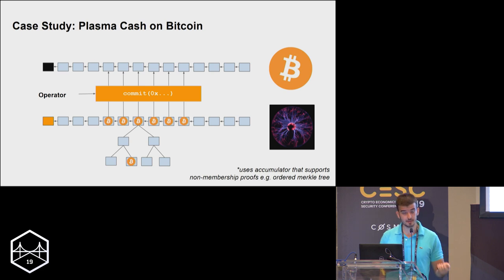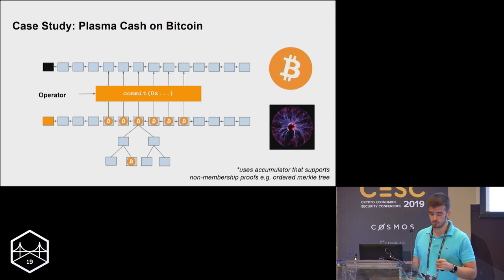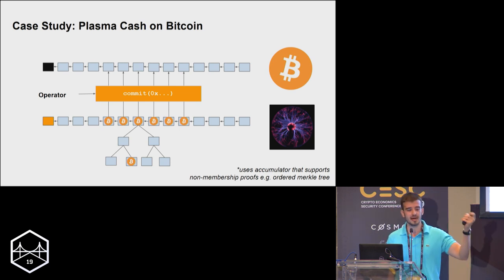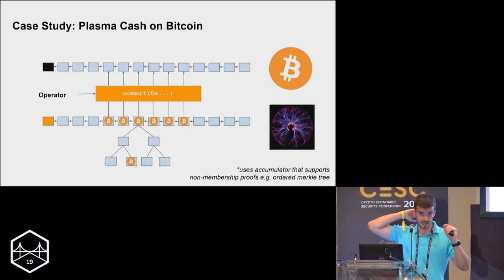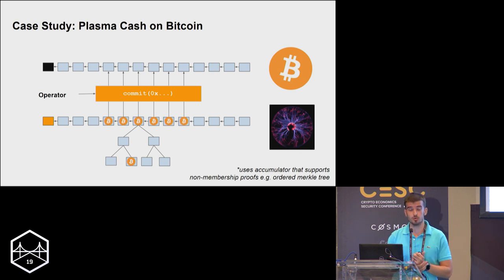So a case study on this. Plasma and Plasma Cash was a technique by Vitalik and Joseph, which was earlier described in shadow chains plus some extra ideas, which says that you have a sidechain, or you have some guy that holds some state off chain. And that guy, instead of checkpointing the state naively, merkleizes the state and puts it on chain, on the proof of work chain. So this is a similar technique again as the one that we used in the proof of stake sidechains.